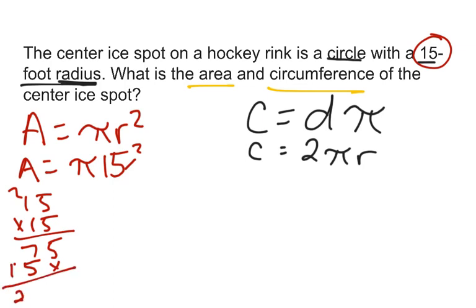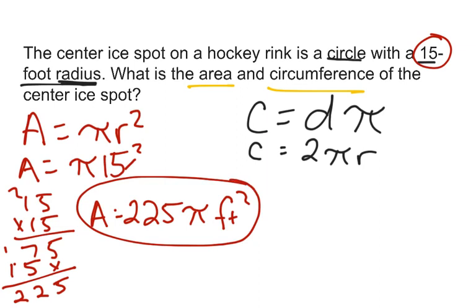Add it up, and we get 225. So we have an area of 225 pi feet squared.